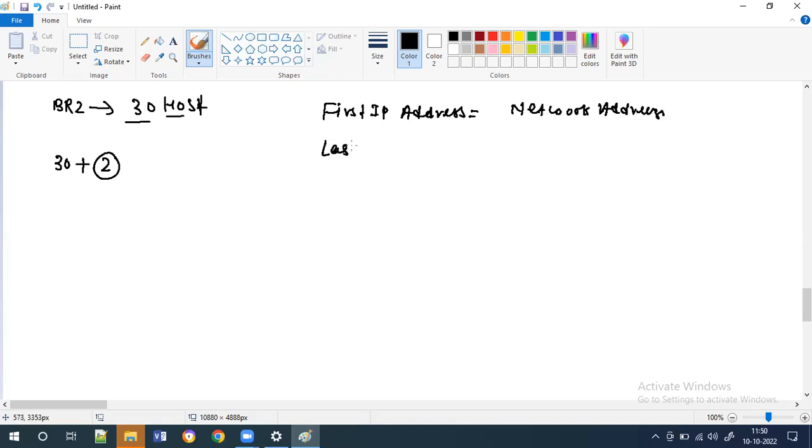And the last IP address is the broadcast IP address. And these two IP addresses cannot be assigned anywhere, right? So let's suppose we are not adding. Let's remove it.